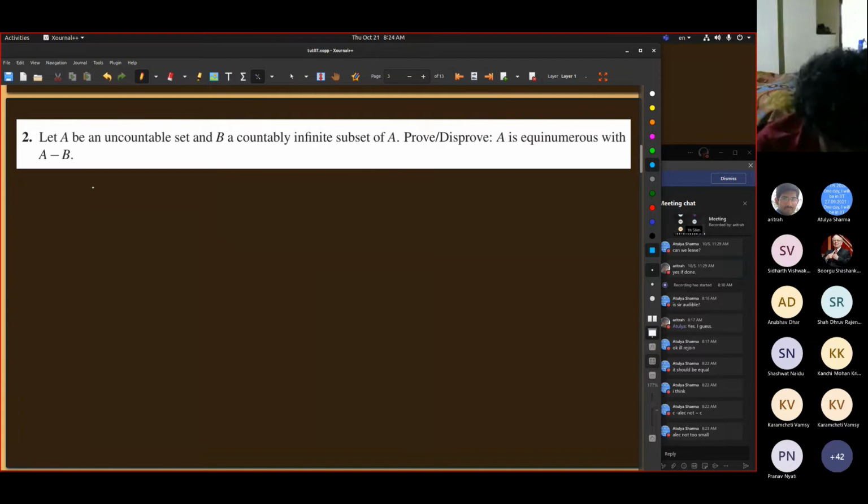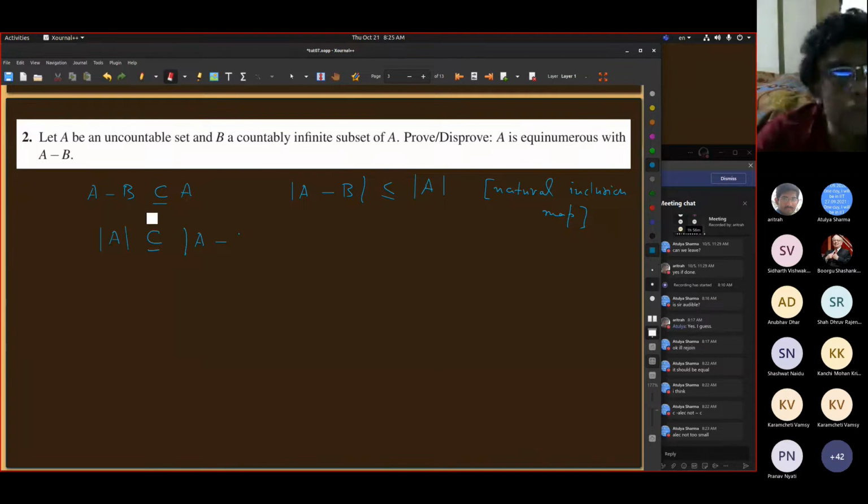First of all, note that A minus B is a subset of A. Therefore, I have the natural inclusion map from A minus B to A, and therefore I can say that the size of A minus B is less than or equal to the size of A, in view of the natural inclusion map. I also need that the size of A is less than or equal to the size of A minus B.